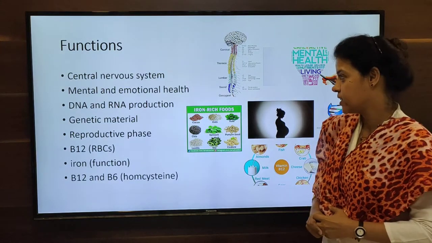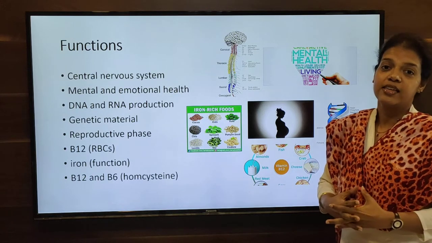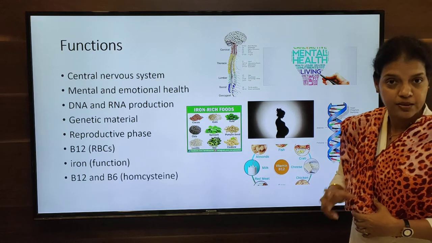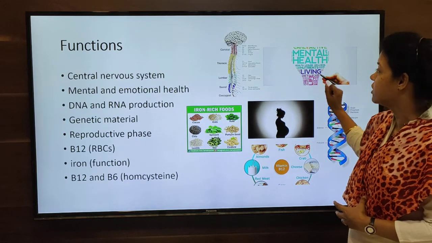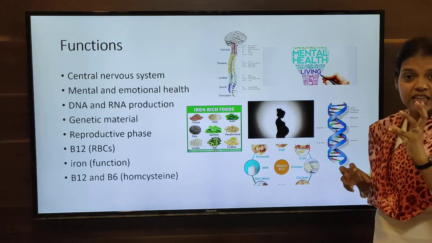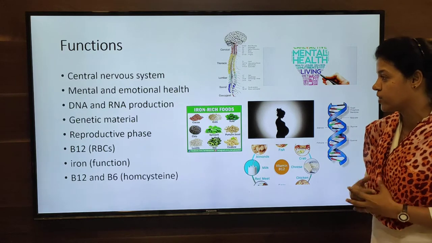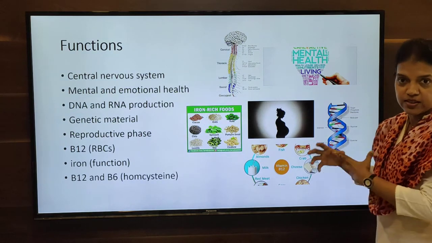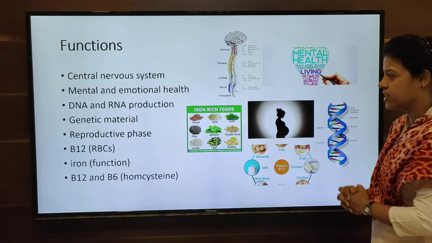Let's go into the functions of folate. Now, the functions of folate are varied. The entire systemic function is controlled by folate, and that's really wonderful to understand. It has its role in the central nervous system, in the development and maturation of the central nervous system, in various functions of the central nervous system, and therefore it also affects mental and cognitive health. It helps in the formation of DNA and RNA production. So it's the key of the cell. It holds the key of the cell, and it has a major role in the genetic material being transferred from one generation to another. And therefore, it is related to pregnancy, the reproductive phase where there is DNA synthesis, where there is transfer of genetic information. Therefore, the reproductive phase is very important for folate as a nutrient.